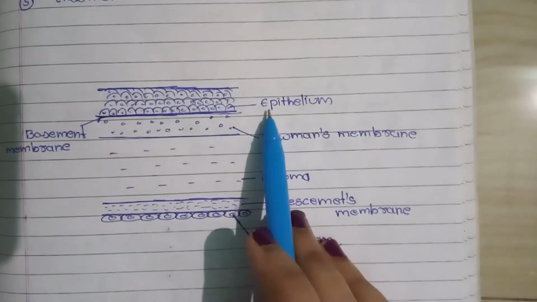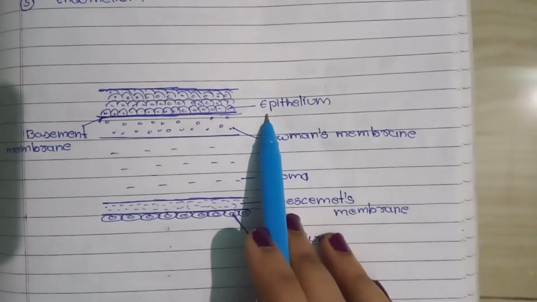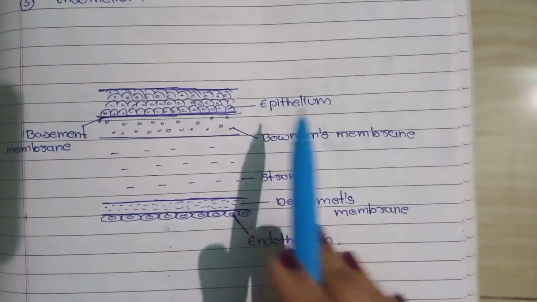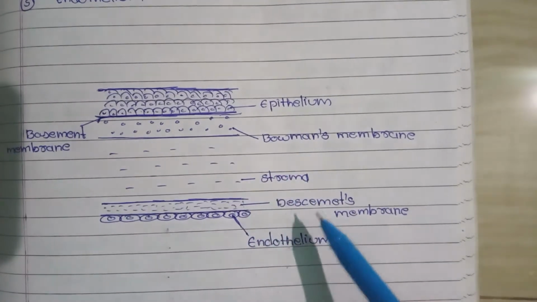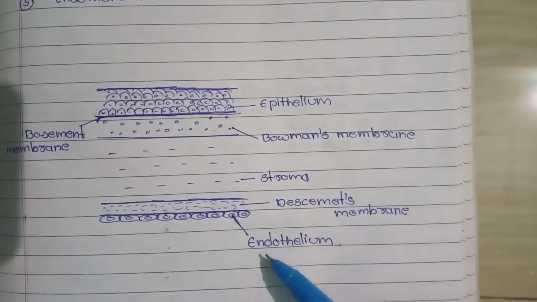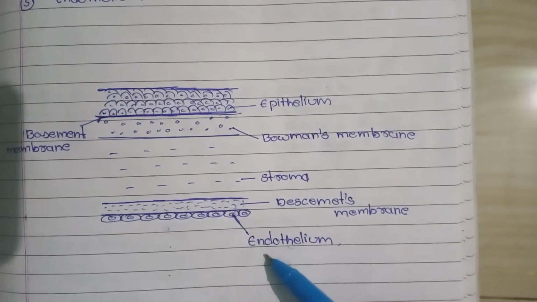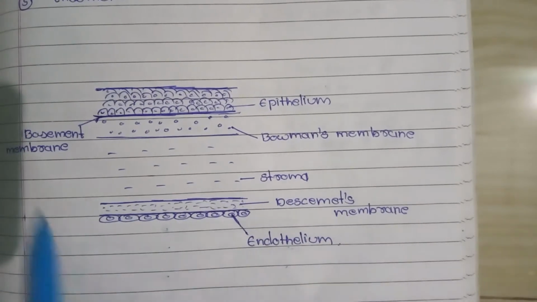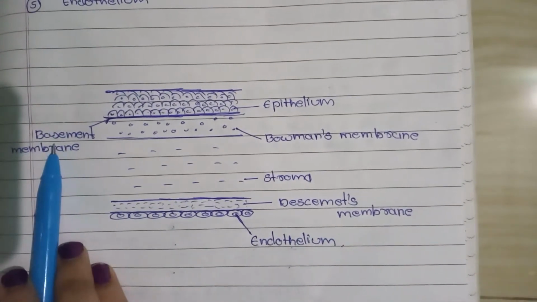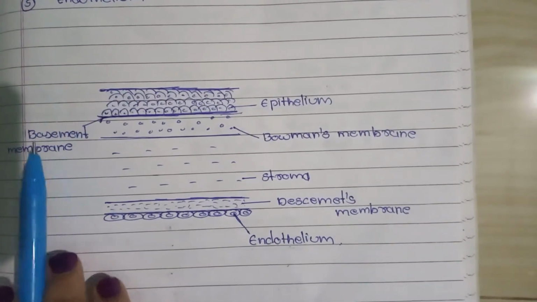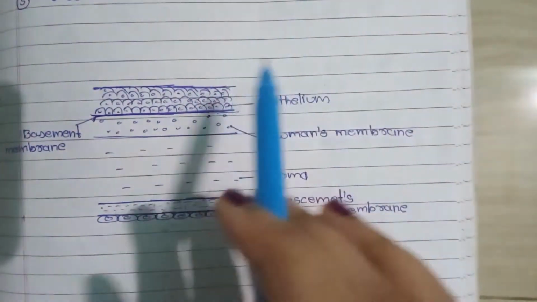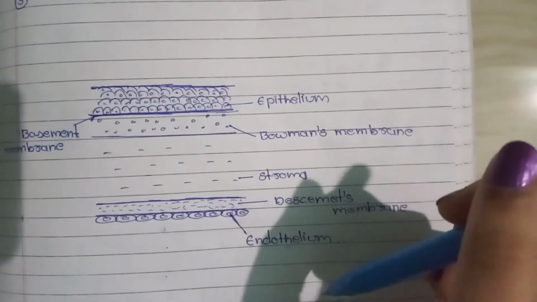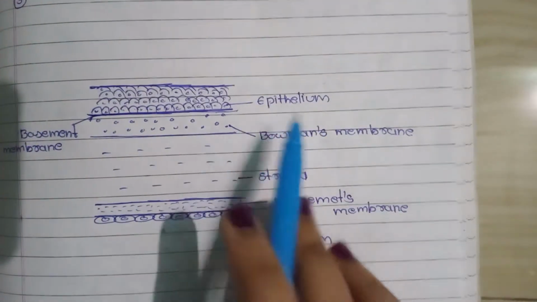See, anterior first layer is the epithelium. Second is the Bowman's membrane. Third is the stroma. Fourth is the Descemet's membrane, and the last, which is the posterior layer, is the endothelium. This is the basement membrane, the presence of basement membrane. Now one by one we are going to see these 5 layers. First we are going to see the epithelium layer.